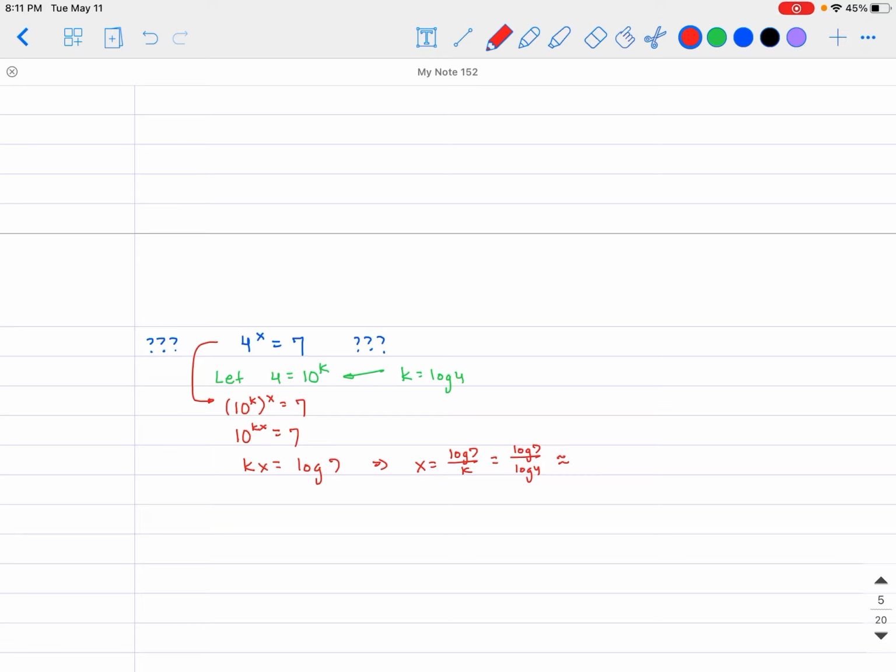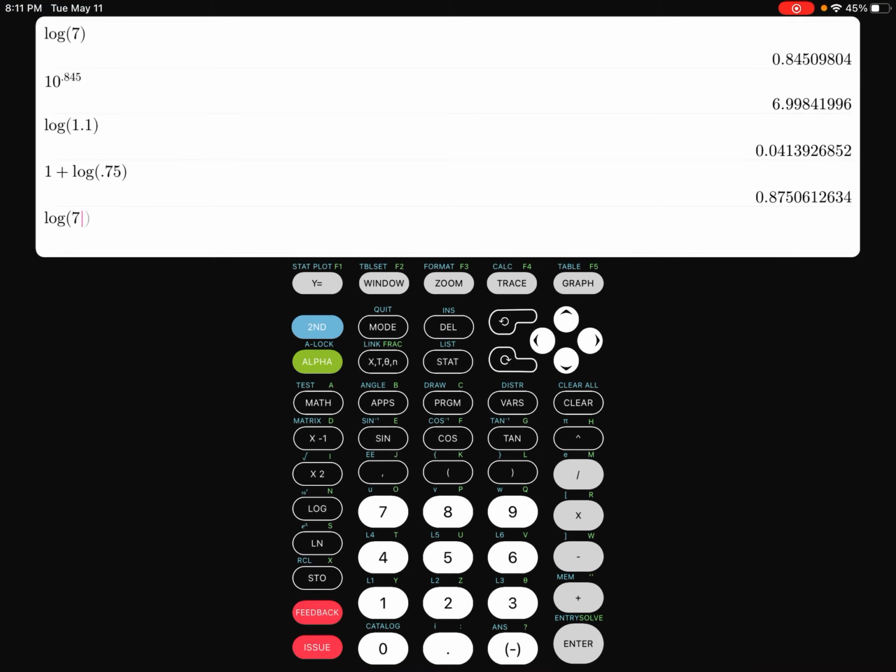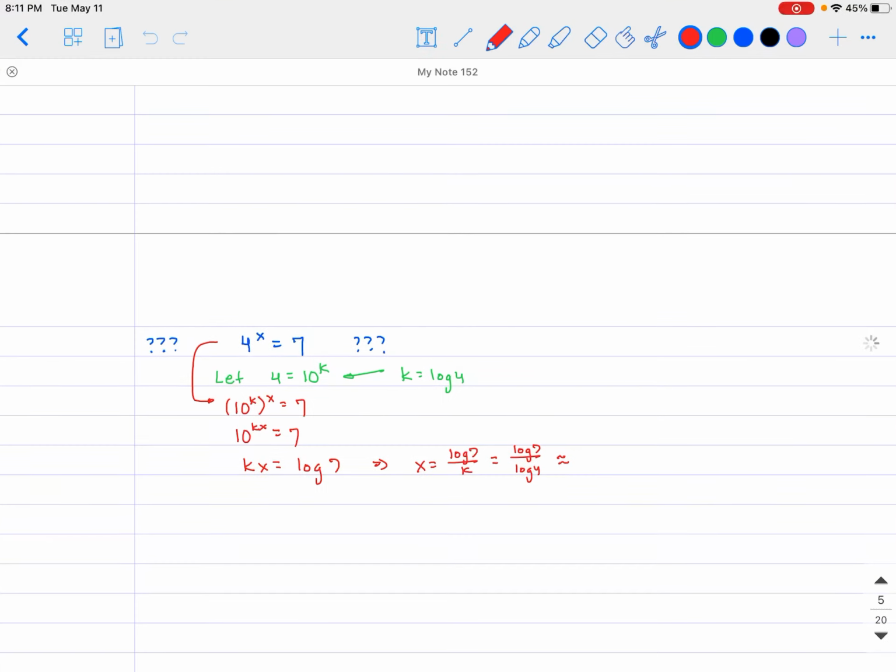So that I'm going to go ahead and put into your calculator then. Let's just see what comes up. So we have log of 7, okay? And then we close the parentheses, divided by the log of 4, and close that parentheses. So that's 1.404. So that's going to be our answer right here.